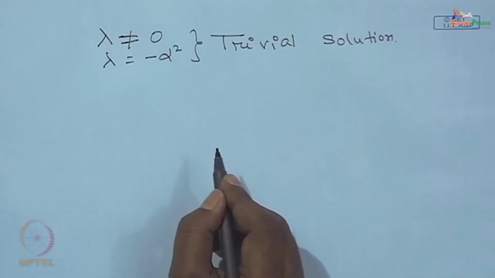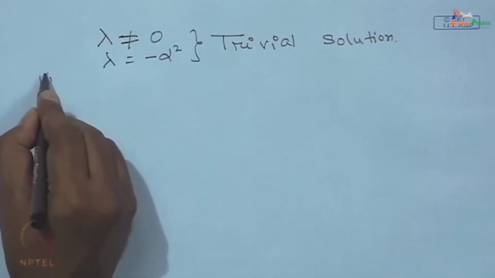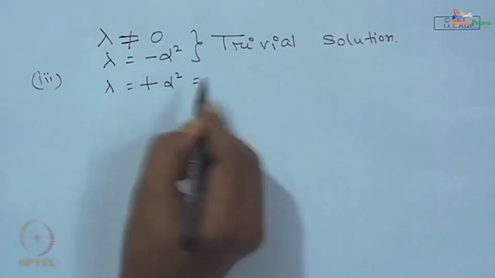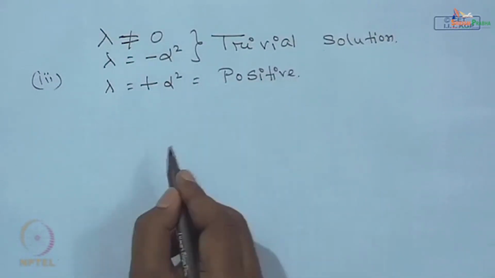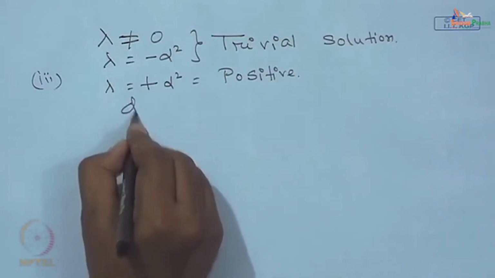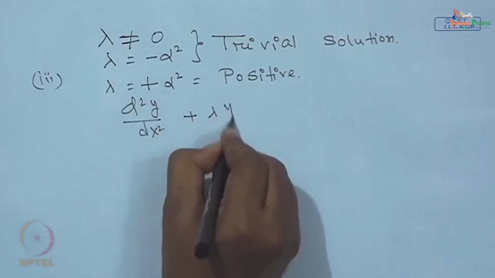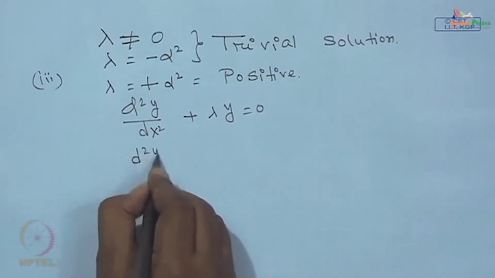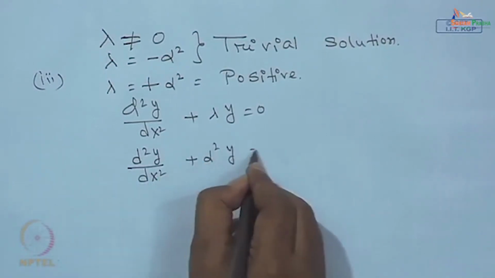And we are looking into the non-trivial solutions. So, the third option is now left: lambda is positive and it is equal to plus alpha square. Let us again look into the solution, d square y dx square plus lambda y is equal to 0. Put lambda is equal to alpha square. So, you will be getting d square y dx square plus alpha square y is equal to 0.